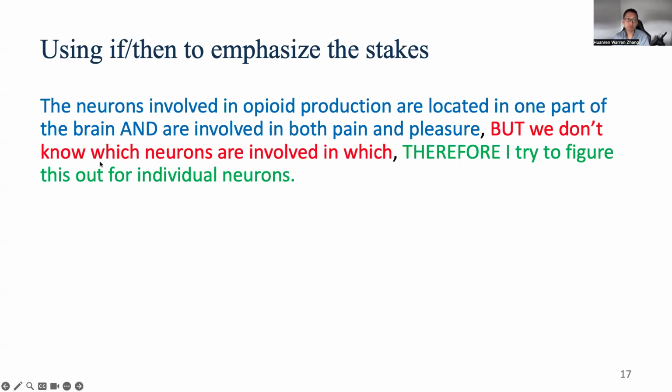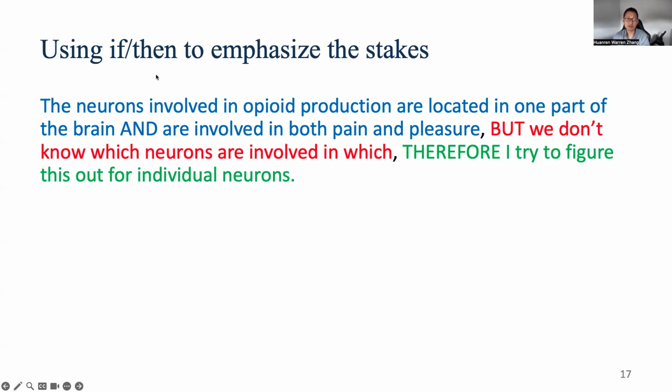So here is one ABT structure presenting the importance of one piece of research. This is something related to neuroscience. You don't have to know the neuroscience. Let's just try to understand the structure, focusing on the main message it is trying to convey. The neurons are the neural cells in our brain. The neurons involved in opioid production are located in one part of the brain and are involved in both pain and pleasure.